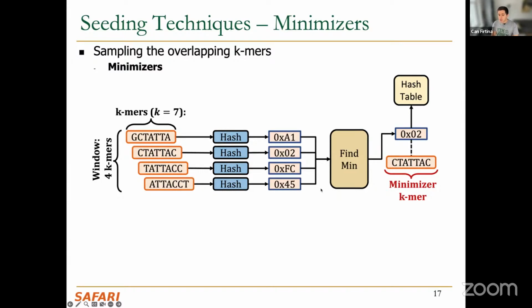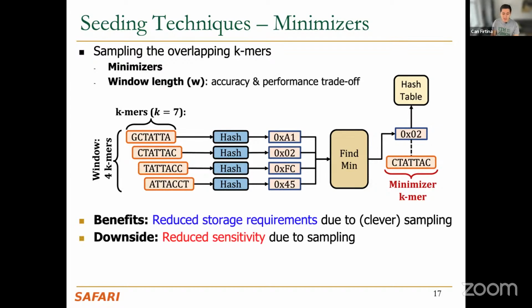So will our sampling strategy make the mechanism less accurate? The answer is somehow yes and no. First, let's mention the benefit of this approach. As we said, there's a reduced storage requirement due to some clever sampling, right? But the downside is we have reduced sensitivity, of course, compared to extracting all k-mers, because definitely we're losing some information. But the question is, how much information are we losing?